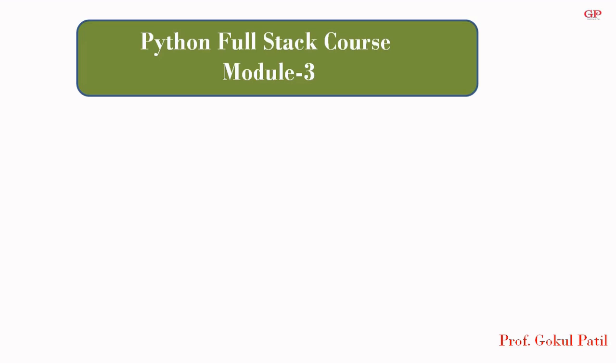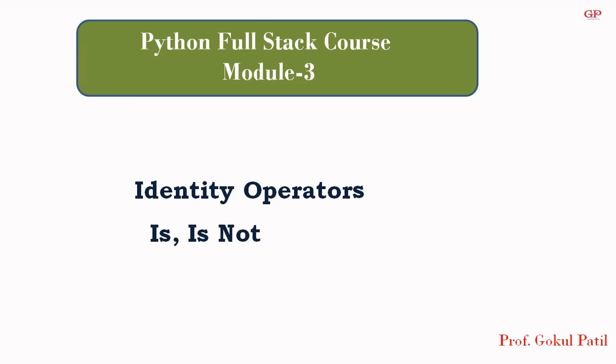In this training video, I will talk about the Python identity operator. The Python identity operator compares the memory location of two objects. There are two identity operators in Python, that is, is and is not. The is operator will return true if the variables on both sides point to the same object, otherwise it returns false. The next operator is is not. It returns false if the variables on either side point to the same object, otherwise it returns true.